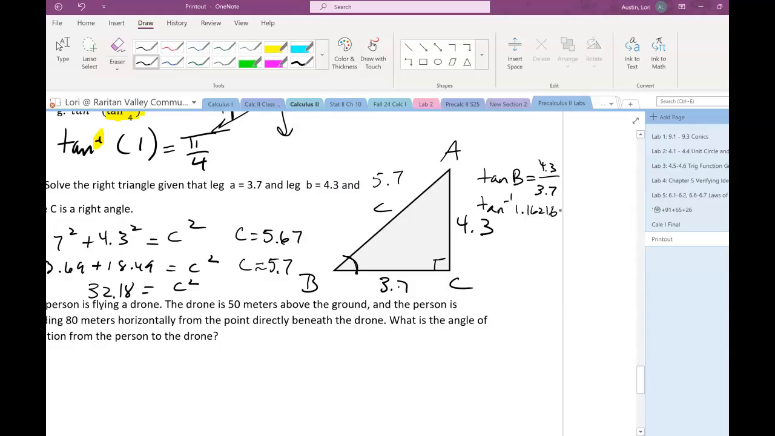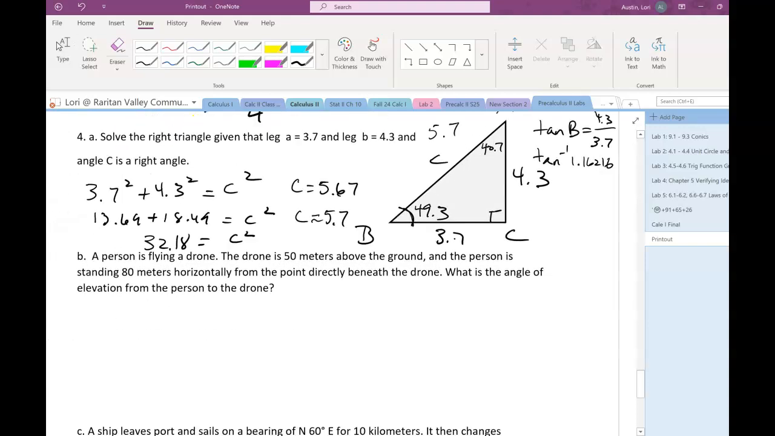And tan inverse. Don't forget, you usually have to use your second function to get the inverse. I got 49.3 degrees. We'll round it to 49.3. Then you can use the properties of a right triangle and do 90 minus 49.3. I got 40.7. Double check yourself. The smallest angle should be across from the smallest side, and that is exactly what's happening. So that's solving your right triangle.